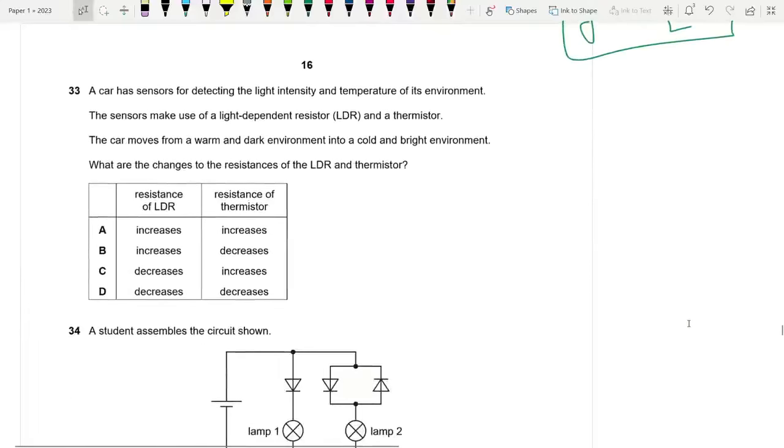33. A car has sensors for detecting the light intensity and temperature. The sensors make use of a light dependent resistor and a thermistor. The car moves from warm and dark environment into a cold and bright environment. What are the changes of the resistance of the LDR and thermistor?